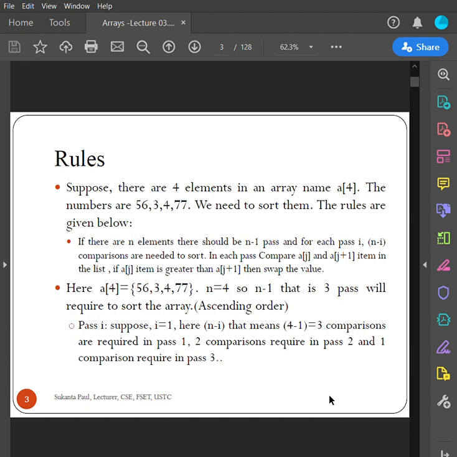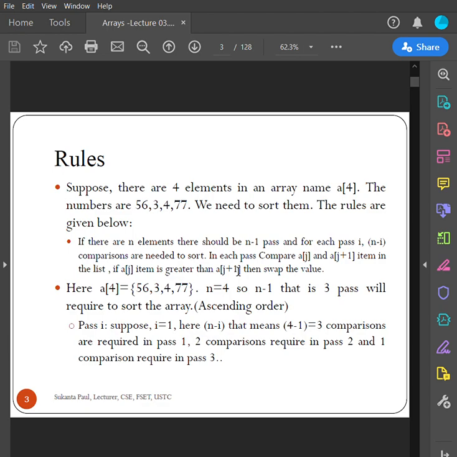If there are n elements in bubble sort, there should be n minus 1 passes, and for each pass i, n minus i comparisons are needed to sort. In each pass, first compare the a[j] element and the a[j+1] element in the list. If a[j] is greater than a[j+1], then swap the values.